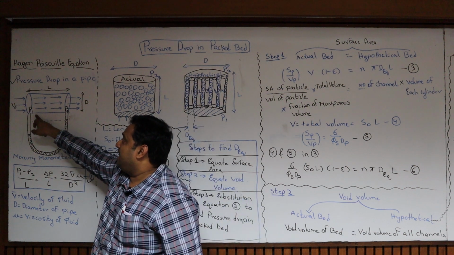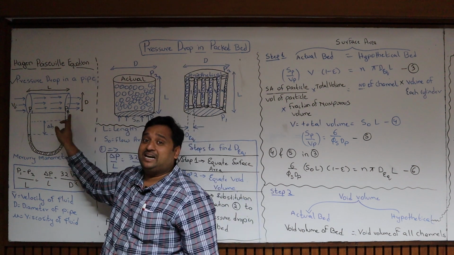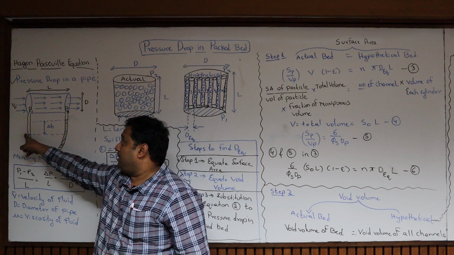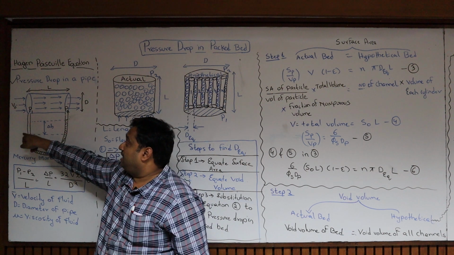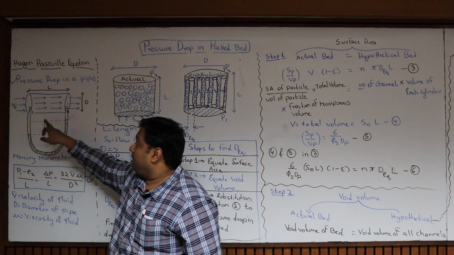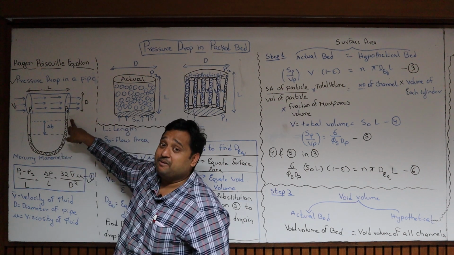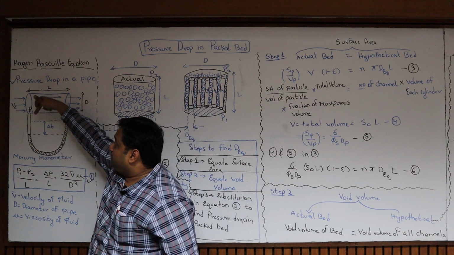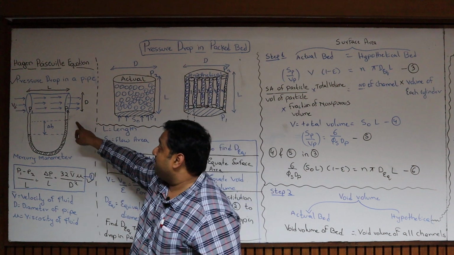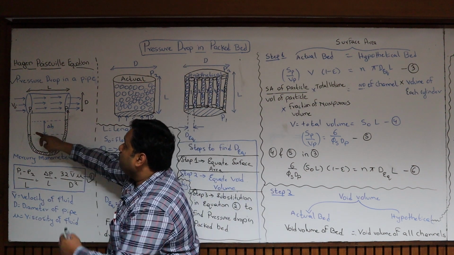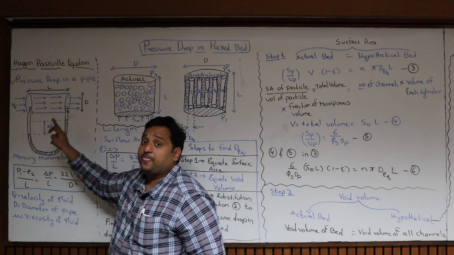Because P1 is higher, if I connect a manometer at these two locations, and if this is mercury, imagine what happens. The level of the mercury will come down compared to the level of the mercury here, because of the high pressure. That is why you get a certain pressure drop.